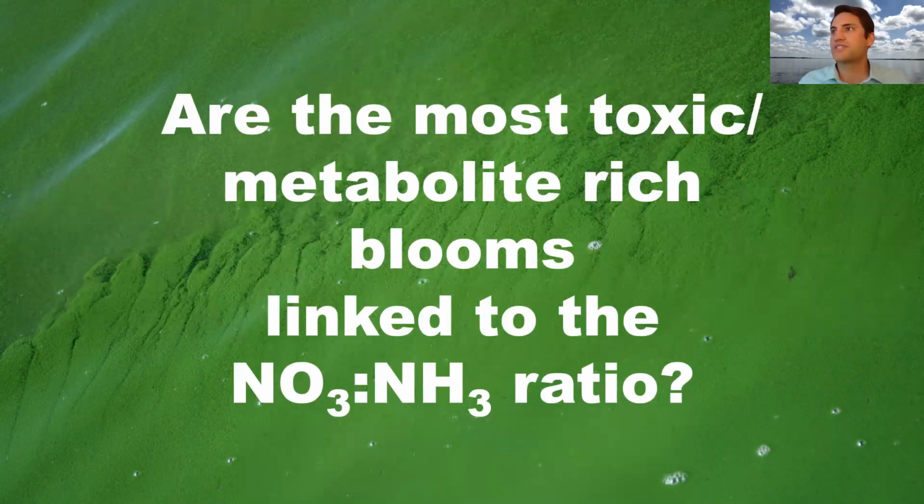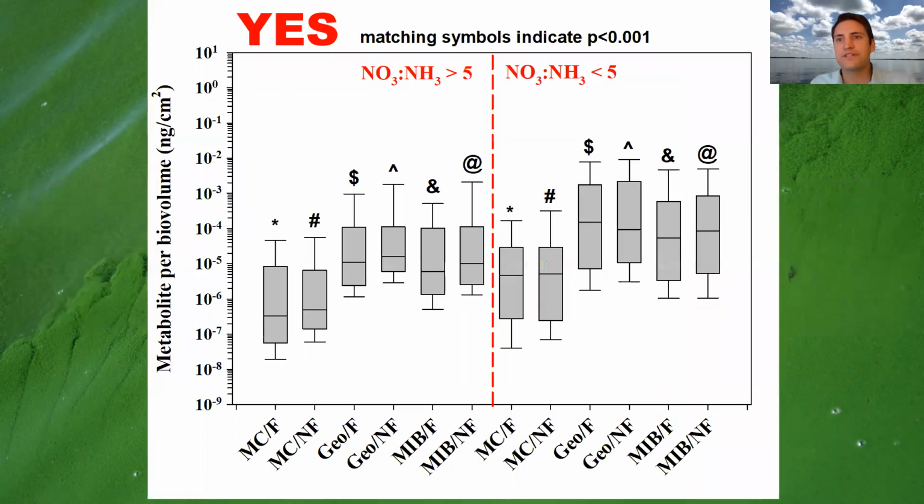And then what we did is we said, okay, are the most toxic or metabolite-rich blooms linked to this nitrate to ammonia ratio, at least from the empirical data that we have? And the answer to that appears to be yes. This graph's a little confusing, so let me explain it.